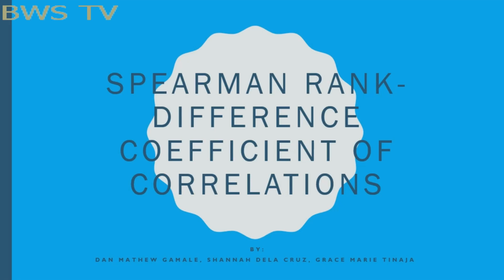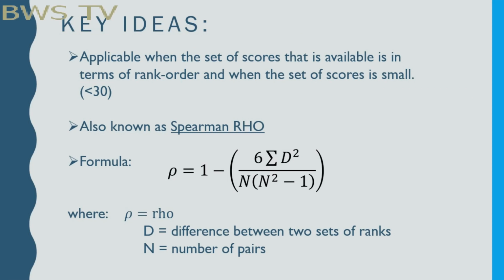Welcome to this video. In this video, we will be talking about the Spearman rank difference coefficient of correlations. Here are the key ideas. The Spearman rank difference is applicable when the set of scores that is available is in terms of rank order and when the set of scores is small. It is also known as Spearman rho.